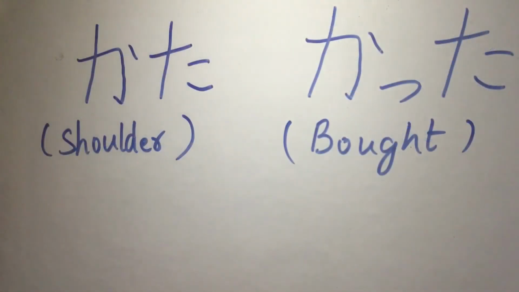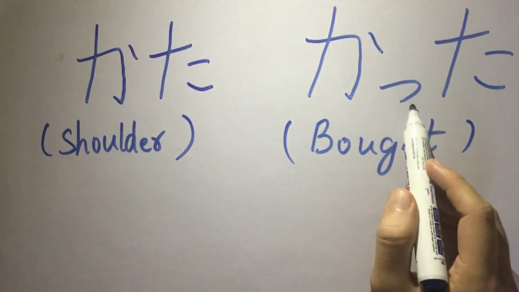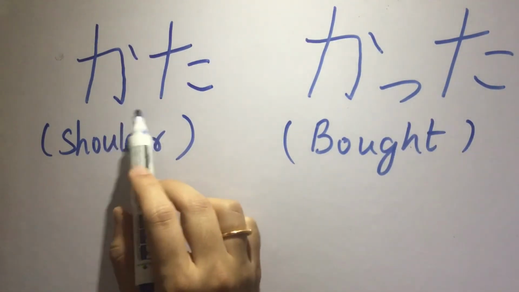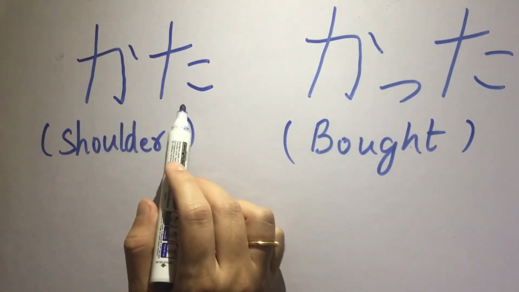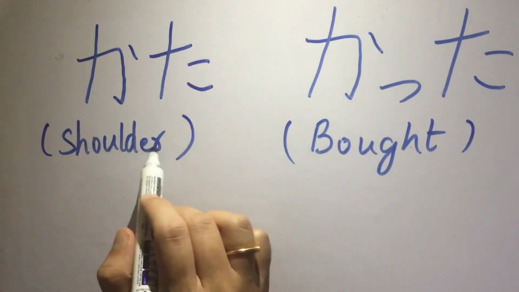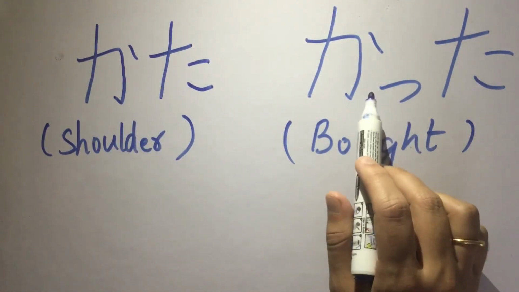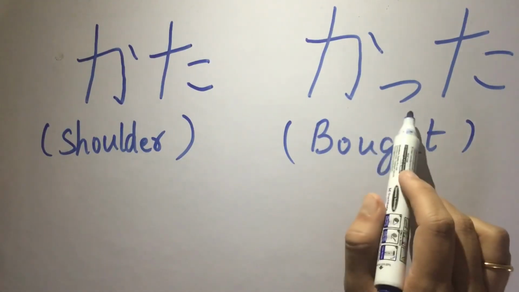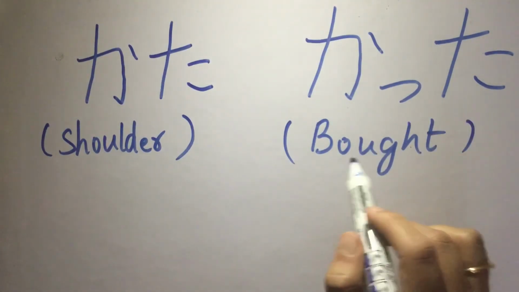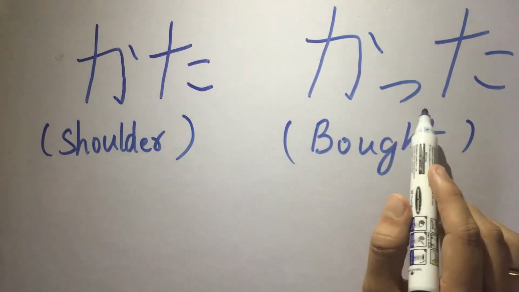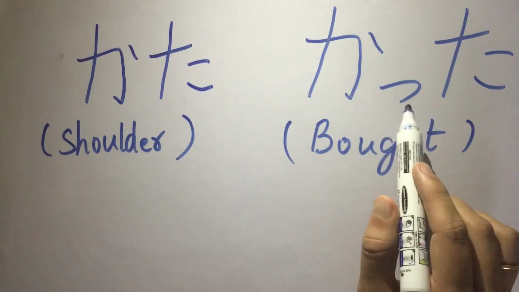Here's another example using the small tsu. This is the word which is pronounced as kata, which means shoulder. But take a look at this, katta, which means bought. So note the difference and where the small tsu is used.